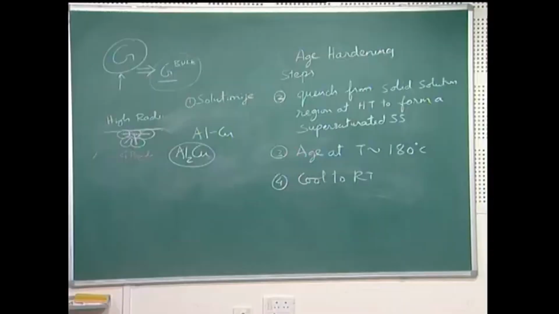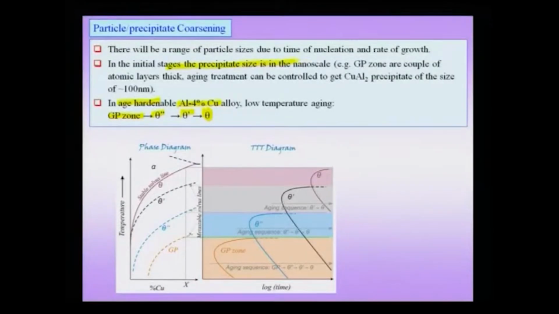Now, suppose I did a slow cooling and did not use the process which I have described here, then what happens is that you will actually obtain very coarse theta precipitates, which will not be effective in impeding the motion of dislocations, which means the strength obtained will be lower. But by actually doing this process and getting a fine dispersion of precipitates, we can obtain a higher hardness. In the initial stages, the precipitate size is in the nanoscale. For instance, GP zones are a couple of atomic layers thick, and aging can be controlled to get CuAl2 precipitates in the size of about 100 nanometers.